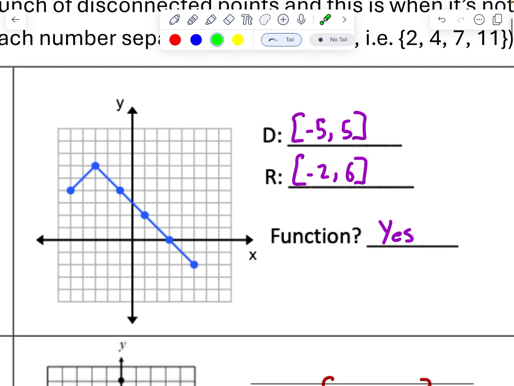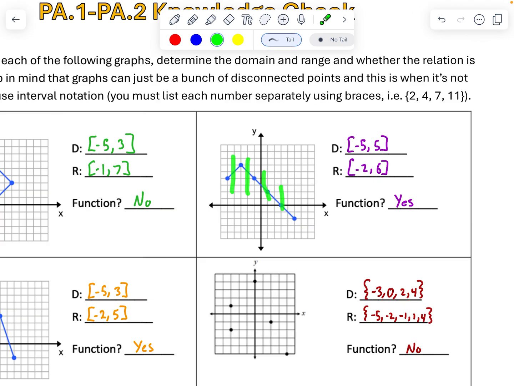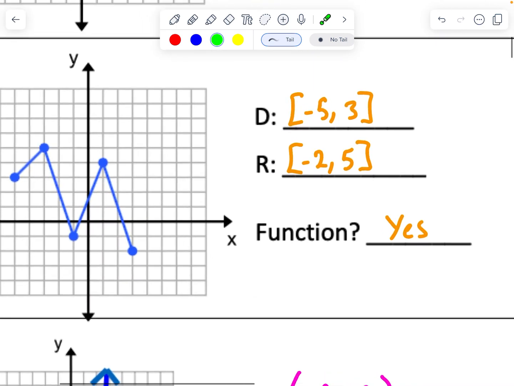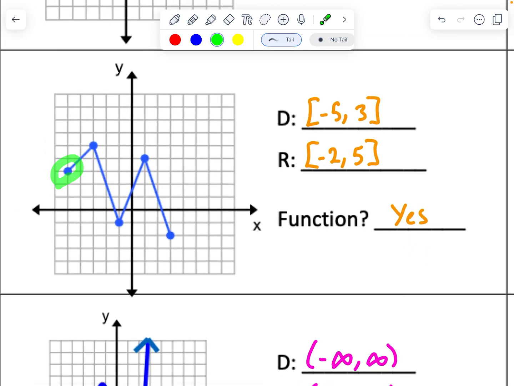Okay, let's jump over to this one. Again, domain is as far left as it goes for the x to as far right as it goes, and just state the x value. So it's -5 out to 5 right there. And that's that. Range goes from lowest to highest y value, so -2 to 6, which is that. And it is a function because it passes the vertical line test everywhere. Domain of this one, again, as far left as it goes to as far right as it goes, which is -5 to 3. And then our range is as low as it goes to as high as it goes, which is -2 to 5. And this one is also a function because it passes the vertical line test.